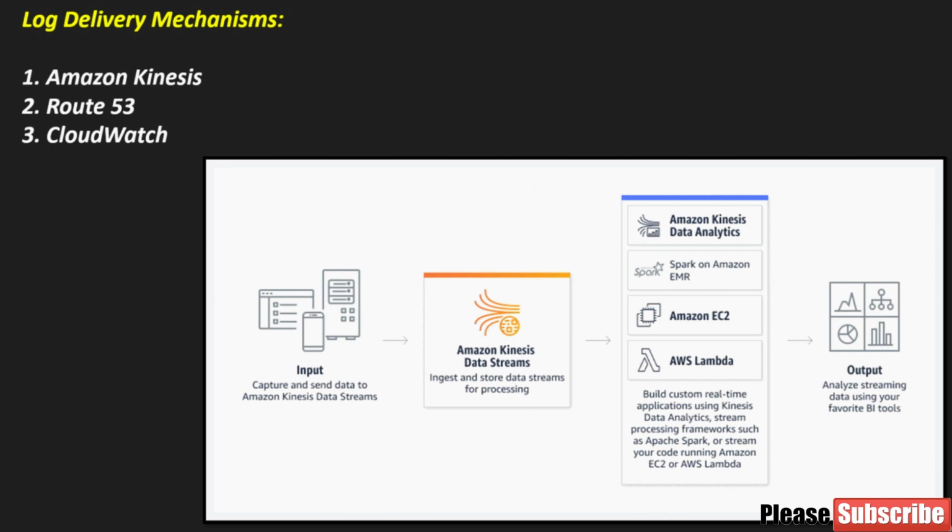DNS logging is a critical component of network security. As I have informed in the earlier lecture, AWS Route 53 offers DNS logging capabilities, allowing you to monitor and audit domain resolution requests. That's contributing to a comprehensive security posture.